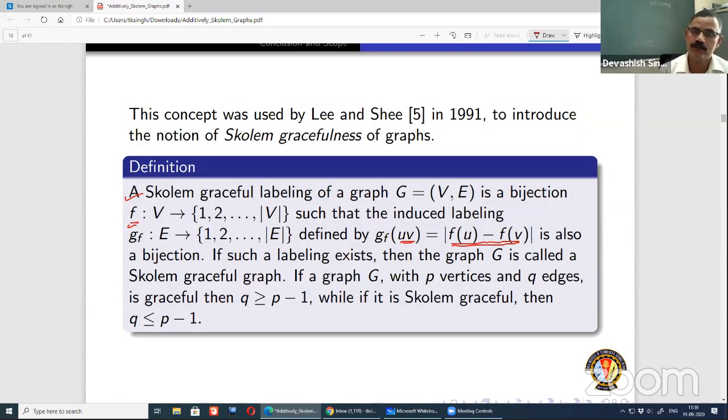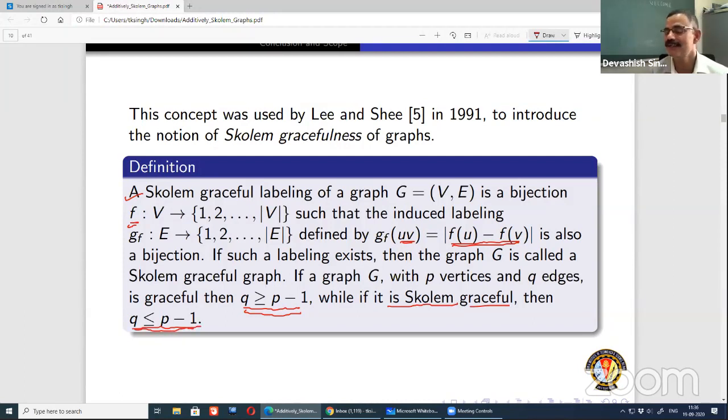Now, those who are working in this area know that if the graph is graceful, then q will always be greater than or equal to p minus 1. And from this definition, one can easily see that if the graph is Skolem graceful, then q is less than or equal to p minus 1.